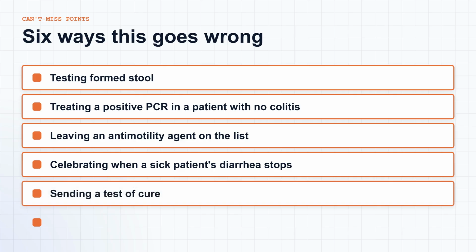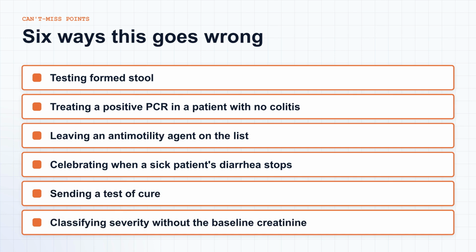Fifth, sending a test of cure. And sixth, classifying severity without checking the baseline creatinine. Every one of those is avoidable at the bedside, and every one of them shows up on rounds. Catch them in your own plans first.